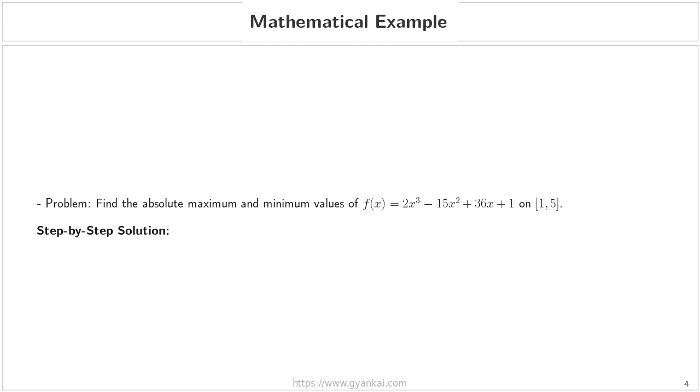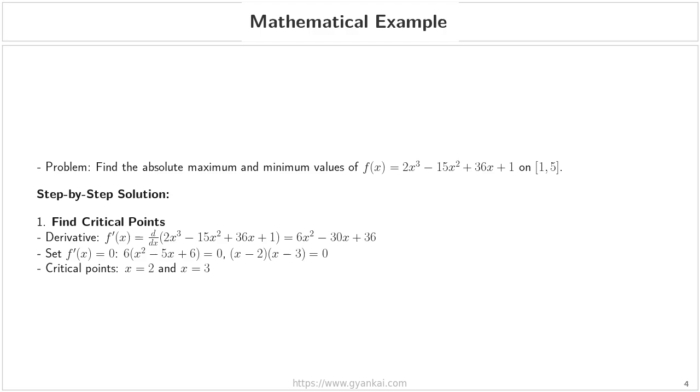Mathematical example. Now that we have established the theoretical framework and the step-by-step algorithm, let us apply this working rule to a concrete mathematical example to see how it functions in practice. Please look at the problem on the slide. We are asked to find the absolute maximum and minimum values of the function f of x equals 2x cubed minus 15x squared plus 36x plus 1 over the closed interval from 1 to 5. We will solve this by following the 4-step process we just discussed.